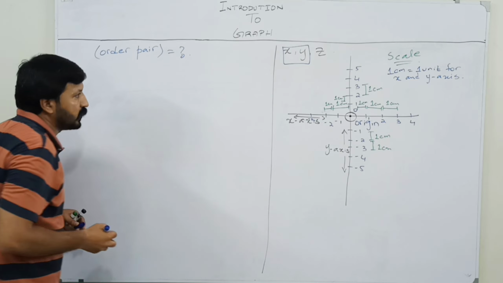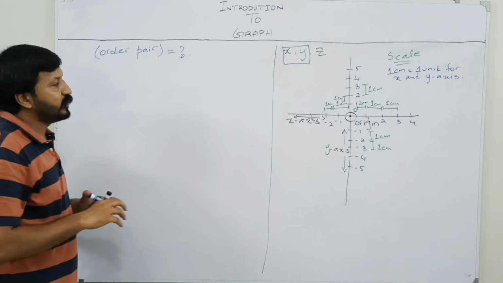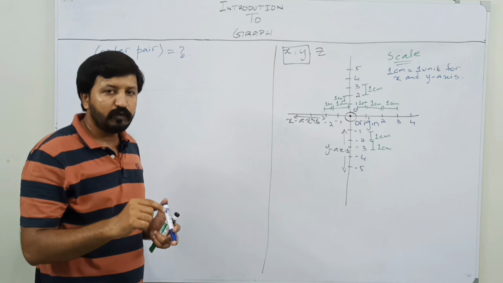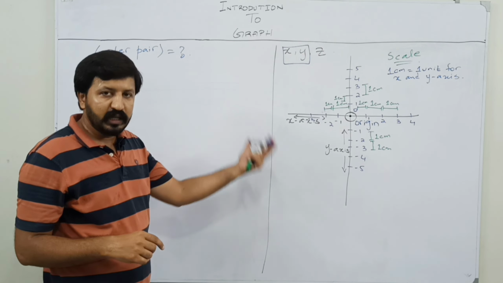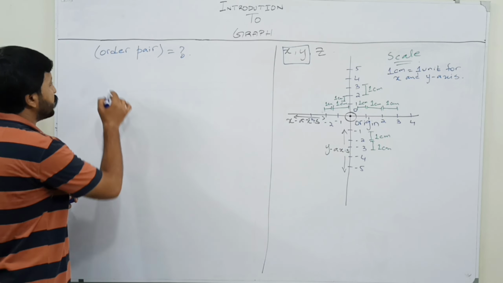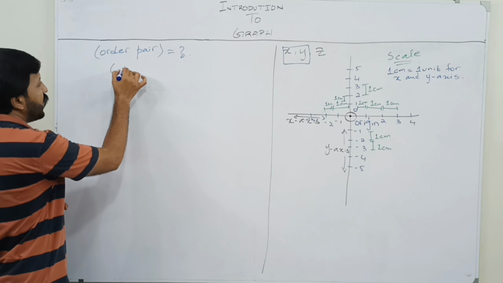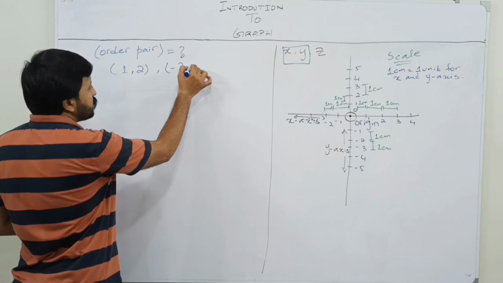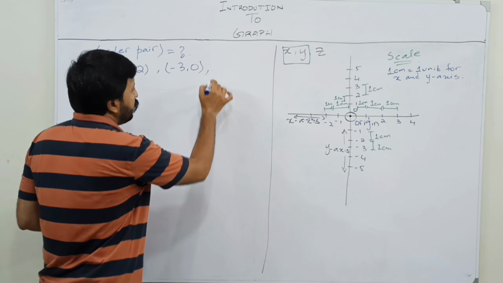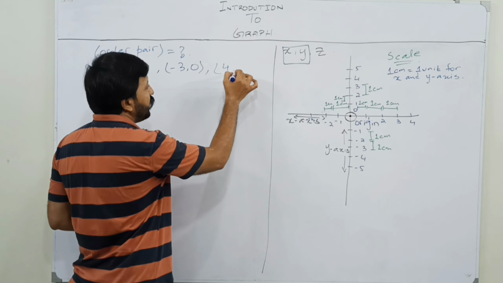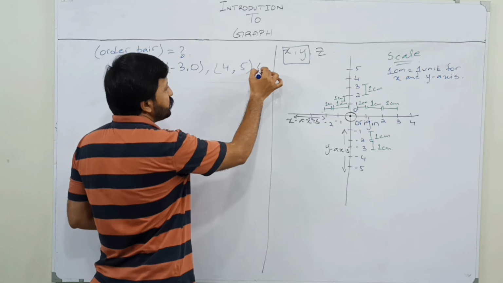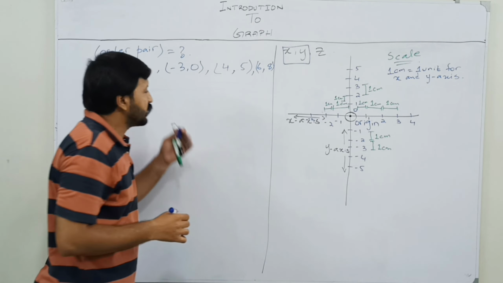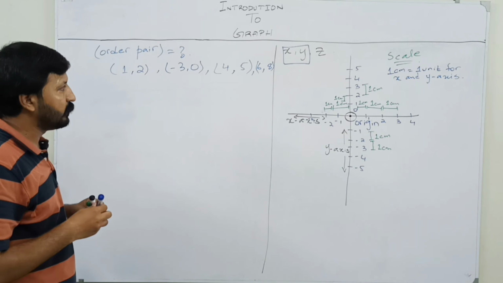What is an ordered pair? It is a coordinate which tells us about the value of x and the value of y for this or any graph. Let me consider some points here, that 1, 2 and minus 3, 0 and 4, 5 and 6, 8. I just considered these numbers randomly.